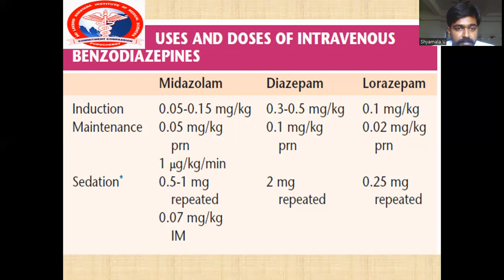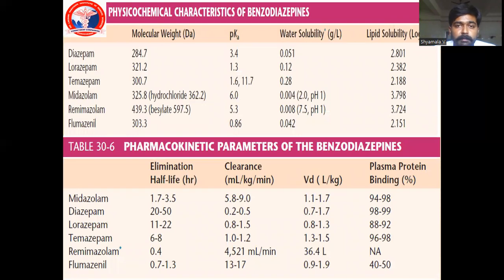Midazolam induction dose is like 0.05 to 0.15 mg per kg. Diazepam will be 0.3 to 0.5 mg per kg, and lorazepam will be 0.1 mg per kg. For sedation, we use more like 0.5 to 1 mg. 1 mg we can repeat as a bolus dose. Diazepam 2 mg we can give. 0.5 mg we can give as a repeated dose. So this is the molecular weight, pKa, water solubility, and lipid solubility of the benzodiazepines, and the pharmacokinetic features like clearance and plasma protein binding.